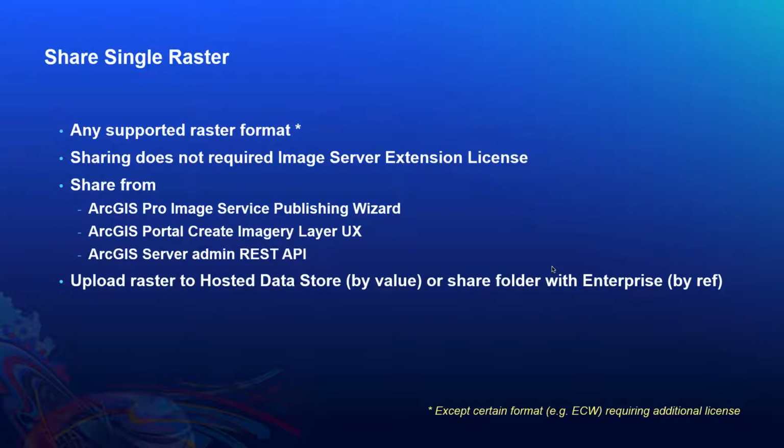And there are two ways you can move the dataset to the server. One way is you can upload the raster to the hosted data store that is configured on your ArcGIS image server. That's the by value mode. Or you can grant permissions of the folder or the workspace that contains your raster data to the enterprise account. And then in that case, the image service can just directly access the data without moving it around. So that is the by reference publishing mode.